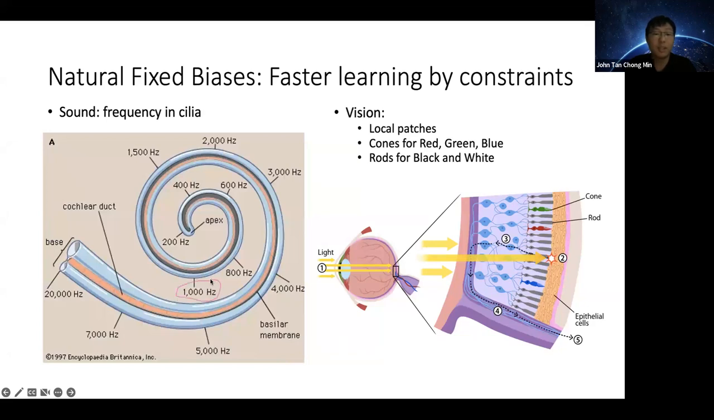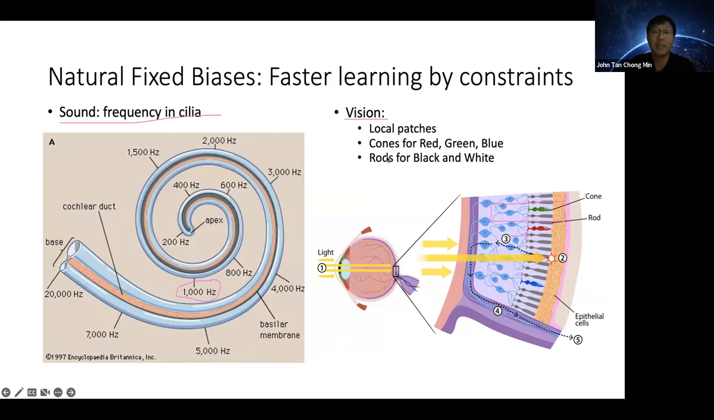So if you think about it, our ear actually performs Fourier transform for you naturally. Just by the movement of your cilia, you know what frequency enters your ear. Also, these are the human audible frequencies by nature of the design. So you cannot hear sounds that are beyond the frequencies that your cochlea can hear. Same thing for vision. You have local patches of red, green, blue for your cones. And for your rods, they either detect that there's some light at night or there's no light at all.